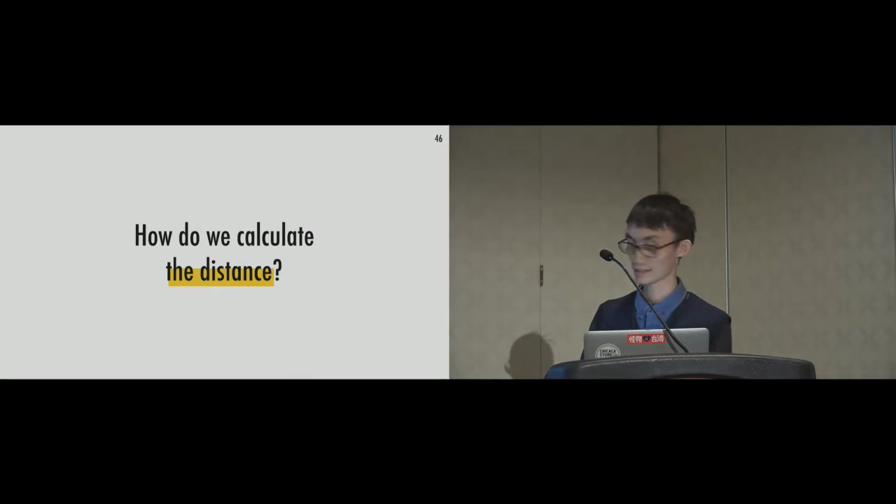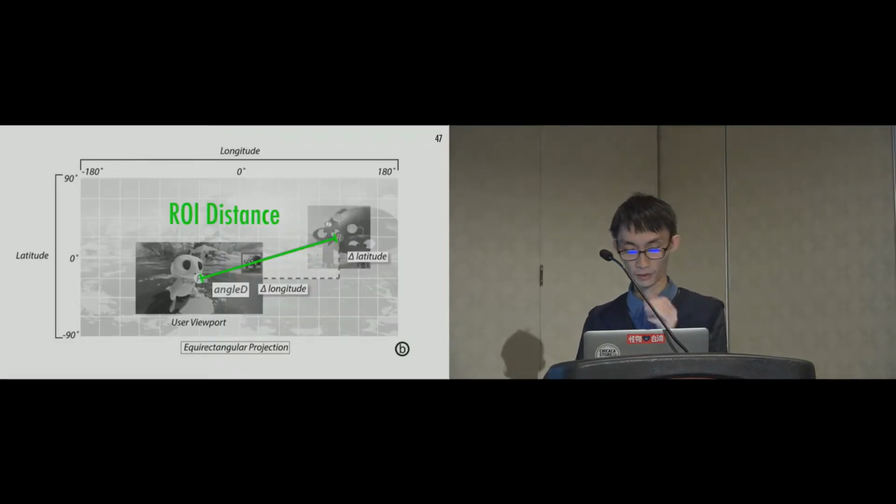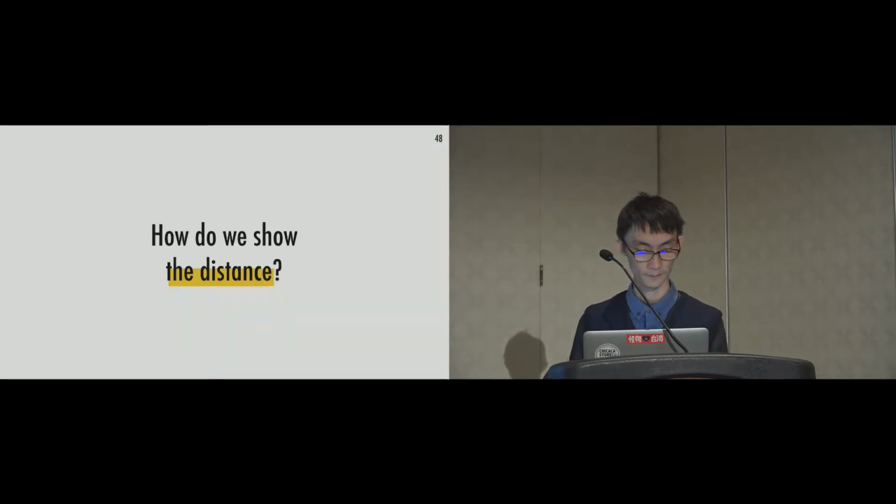How do we calculate the distance? The aforementioned picture-in-picture is put at the connection from the center of the viewport to the region of interest. We make use of this line as the region of interest distance. It's the hypotenuse of the triangle, which combines the effect of vertical and horizontal differences.